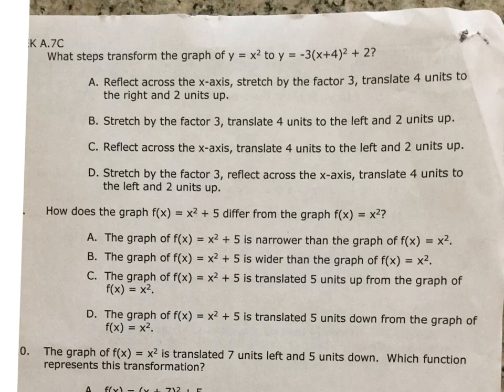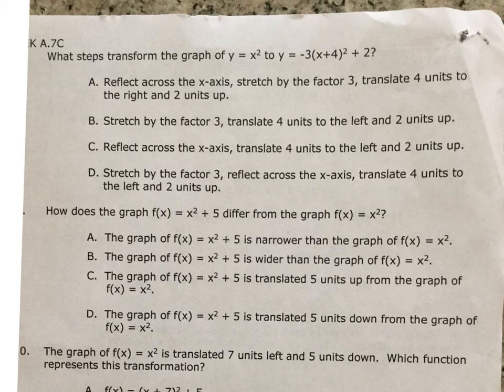This is a reteach for the TEK A7C transformations of quadratic functions. What steps transform the graph of y equals x squared to y equals -3 times quantity x plus 4 squared plus 2? So we're going to take this step by step, starting left to right, and write down everything that happened. Then we're going to look at our answer choices.